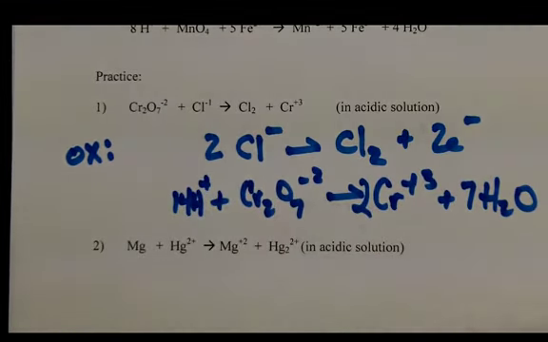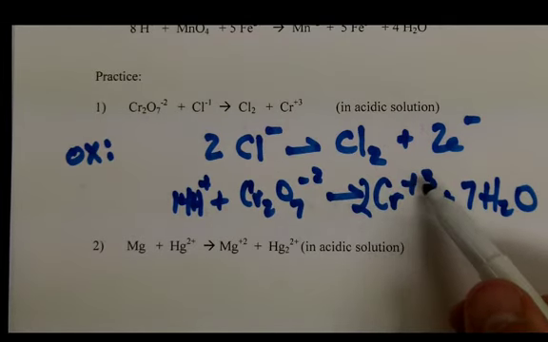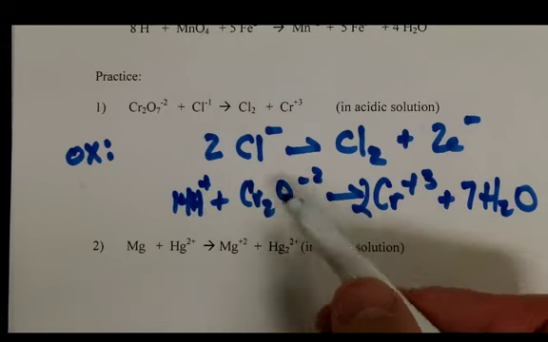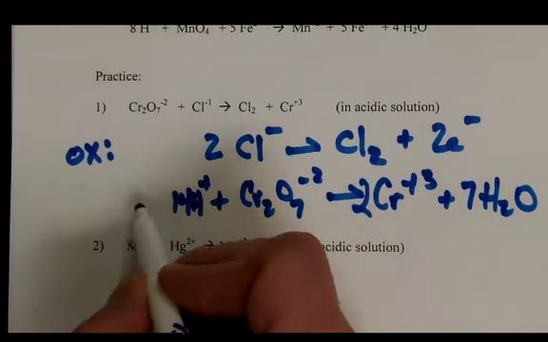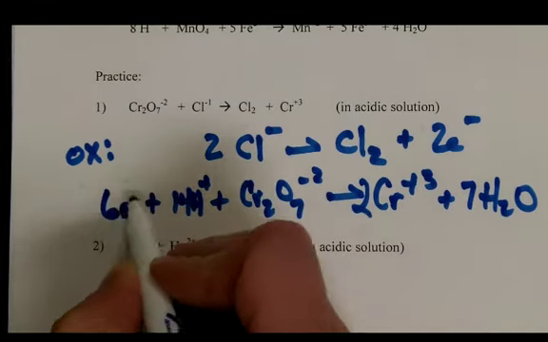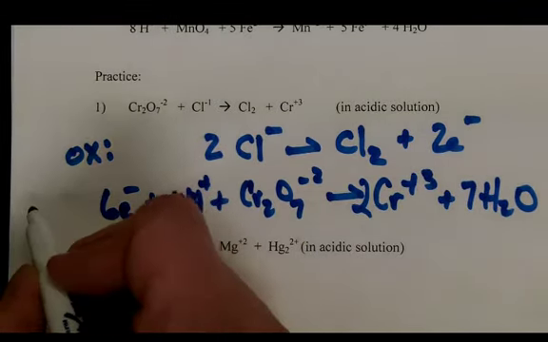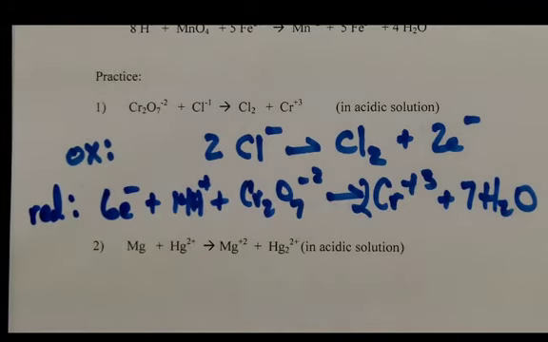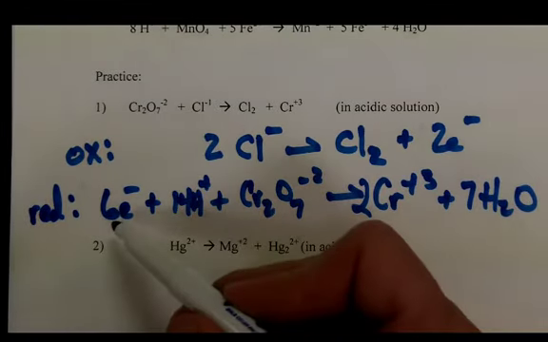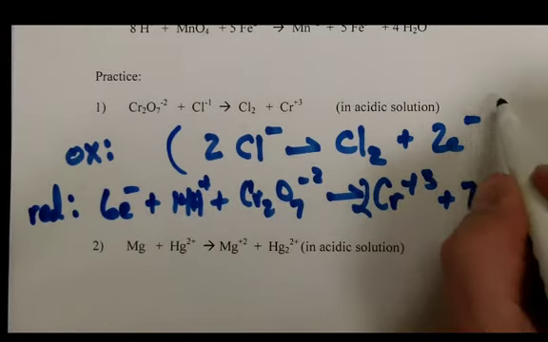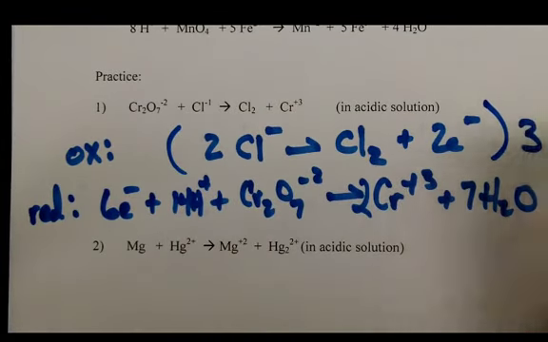And now I need to balance out the charges. This is plus 6 on this side. This is plus 14 minus 2, that's plus 12. So I'm going to add 6 electrons. And since the electrons are on this side, they've been gained. This is called reduction. Now I've got 6 electrons here, 2 electrons here. Therefore, I need to take this and multiply it by 3.